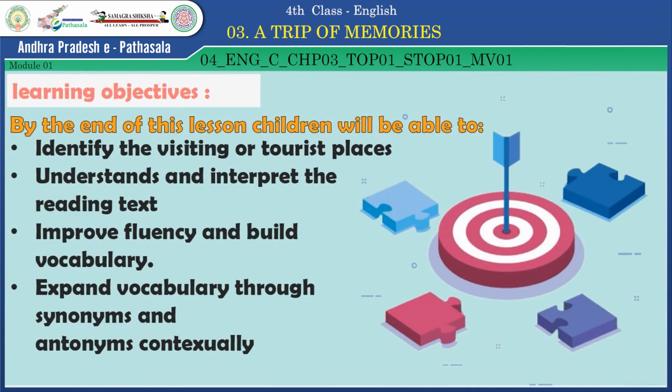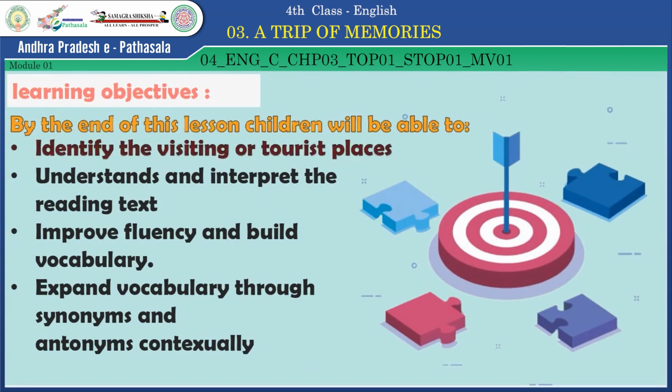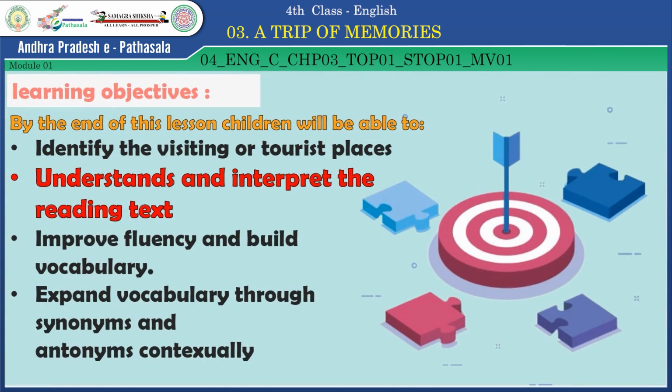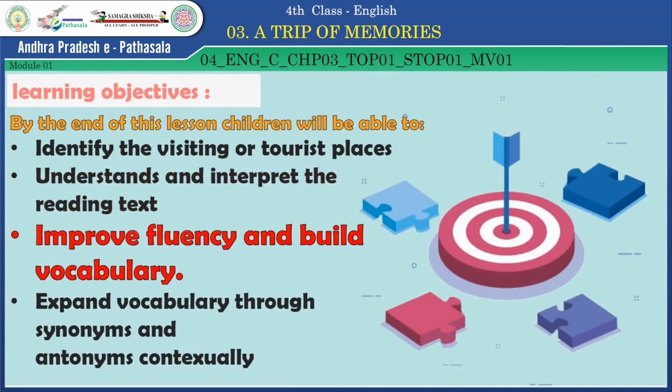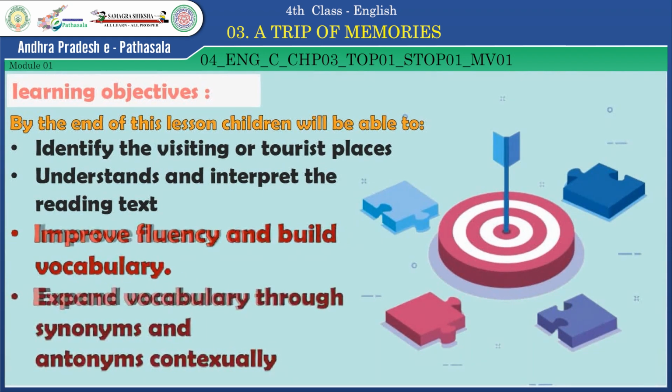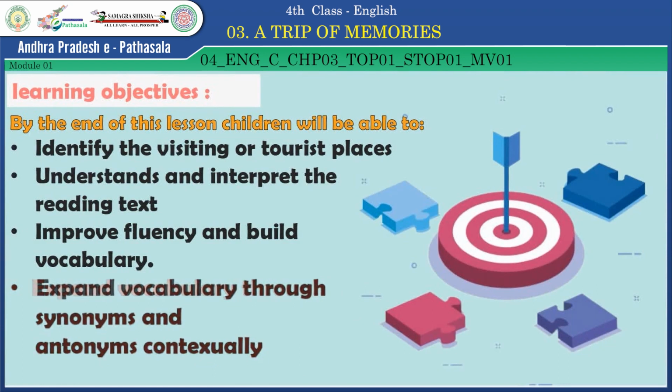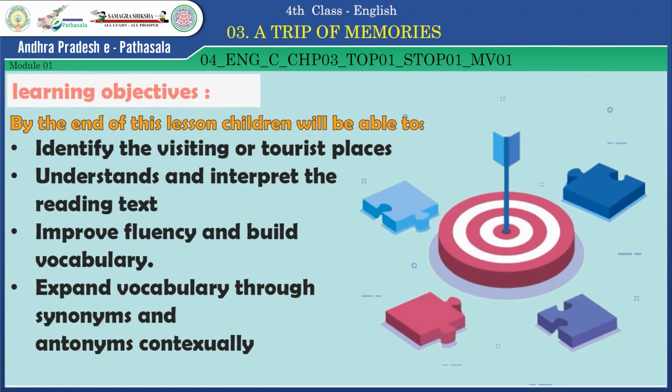By the end of the lesson, we will be able to identify visiting or tourist places, understand and interpret the reading text, improve fluency and build vocabulary, expand vocabulary through synonyms and antonyms contextually. Children, let's enter into the lesson. First part of the lesson is a pre-reading activity.